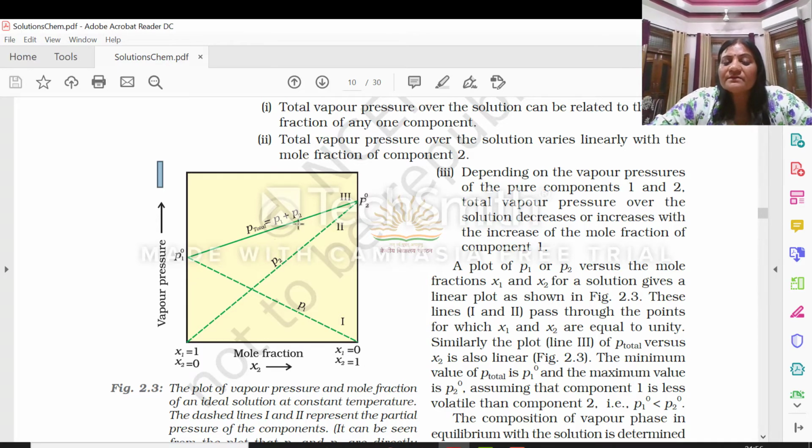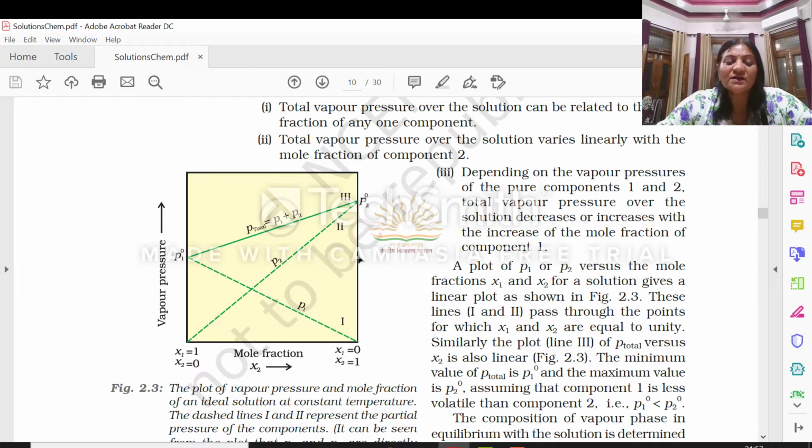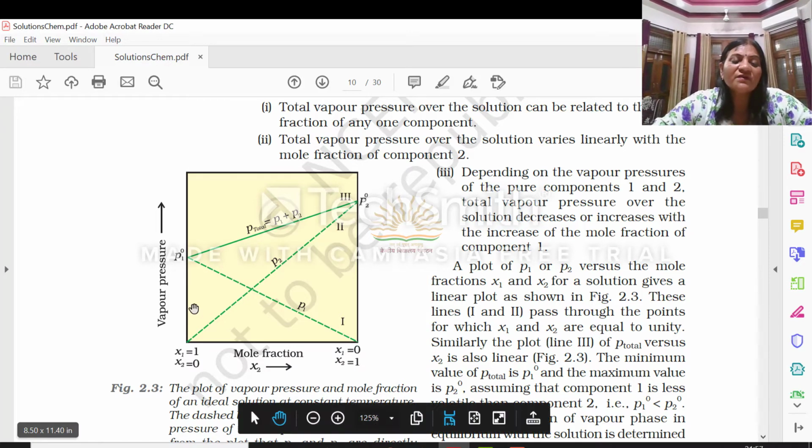When we join these two lines, then we get P total, the vapor pressure of the solution, which is equal to the partial vapor pressure of component 1 plus the partial vapor pressure of component 2. So this is the graphical representation of Raoult's law from the NCERT textbook. Don't forget to take these values on the x-axis and y-axis. Clear?